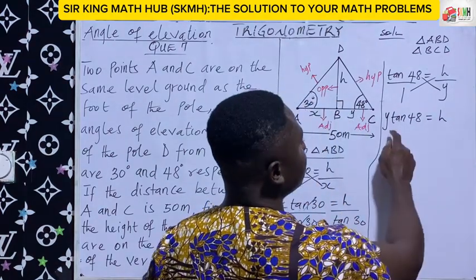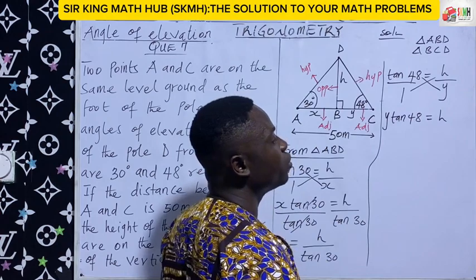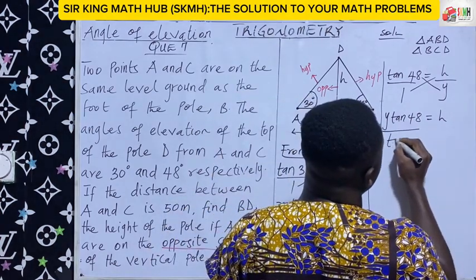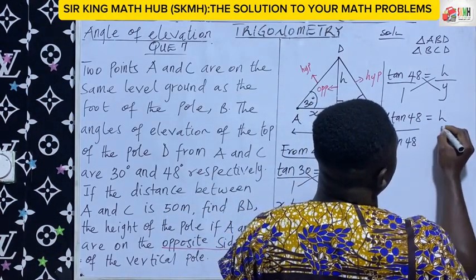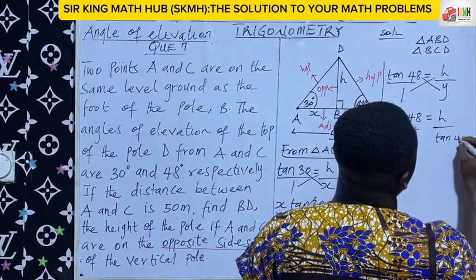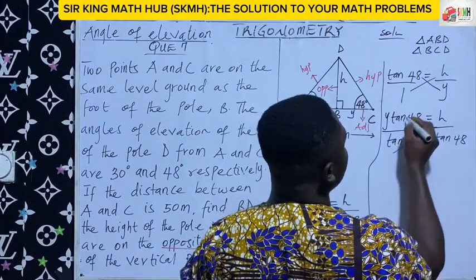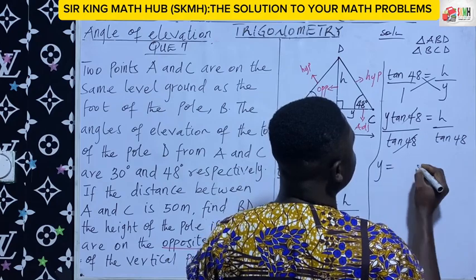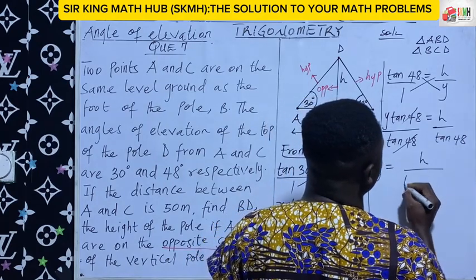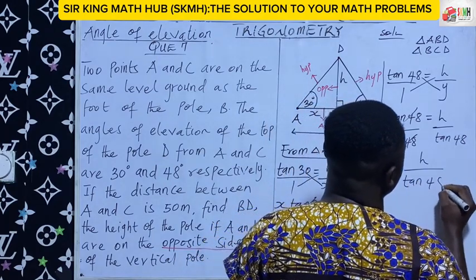Again, let's make y the subject. So how do we do that? We divide both sides by tan 48. So tan 48 will cancel out, leaving y is equal to h on tan 48.